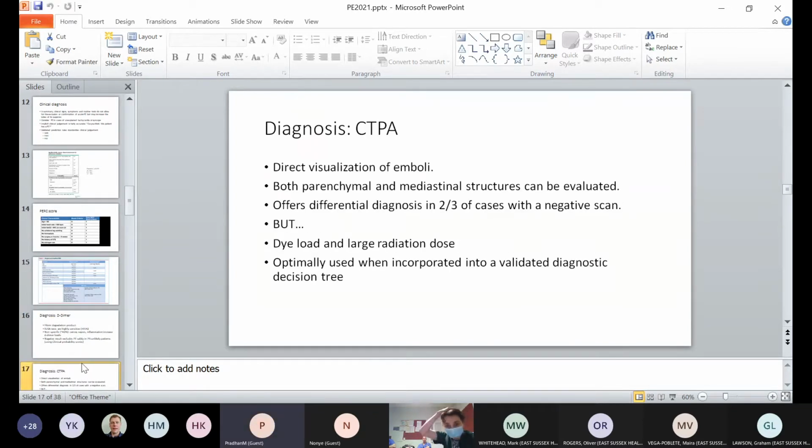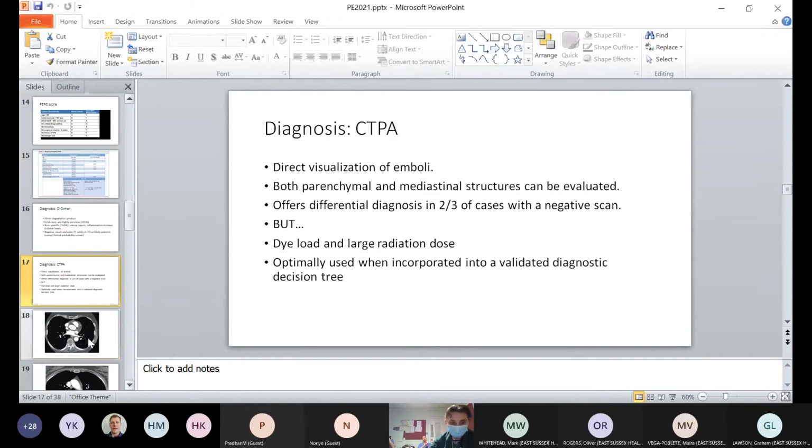So CTPA. CTPA is useful in a lot of things. It's not only that you can see PE; you can see other causes for breathlessness. In 60% it can give you a result for other causes of breathlessness. So when you've laid out all your structure of assessments and you come to the CTPA, it will give you set answers. Obviously, you have to put it in the right kind of structured pathway, so that you've done all the assessments correctly to get to the CTPA. And obviously we keep in mind the radiation risk here.